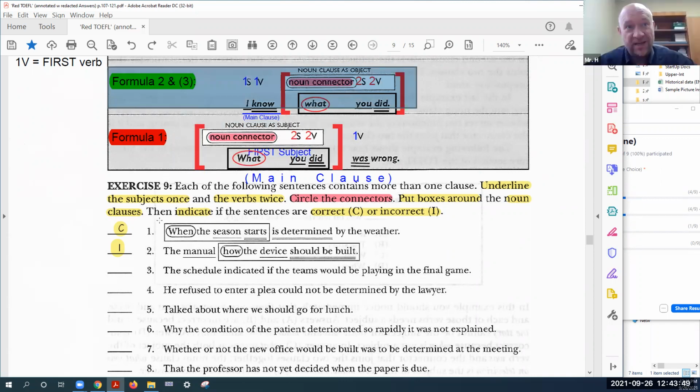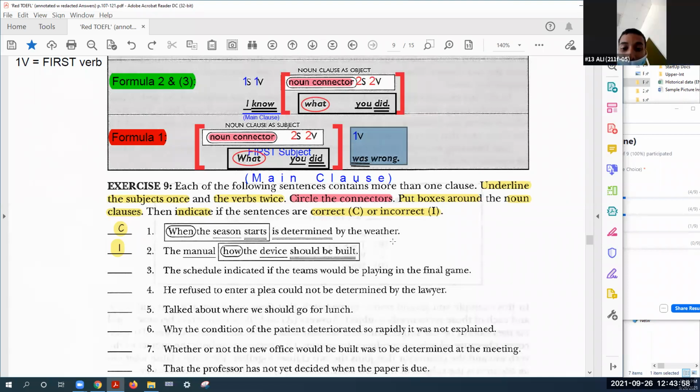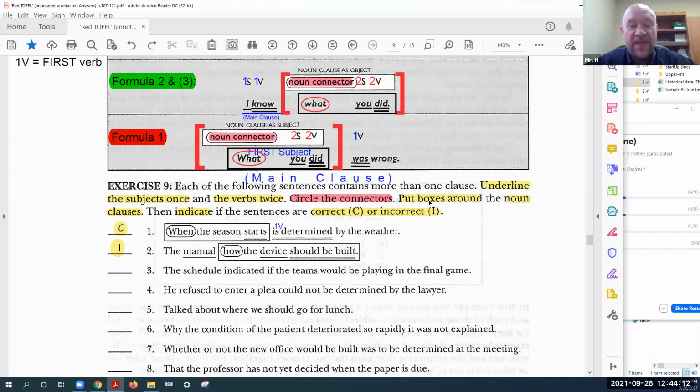Formula 1. Okay. So now we have to find the main verb. Where is it? Look at the formula. Use the formula to help you. Is determined. Okay. That's your first verb. Where's the connector? When. Second subject? The season. Good. Second verb? Starts. Good. There you go.